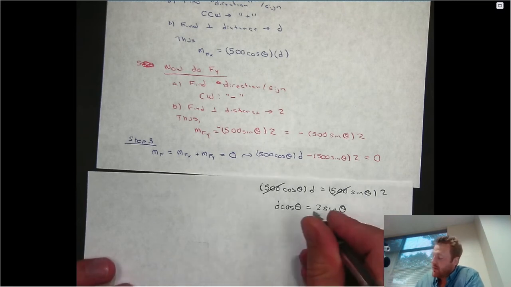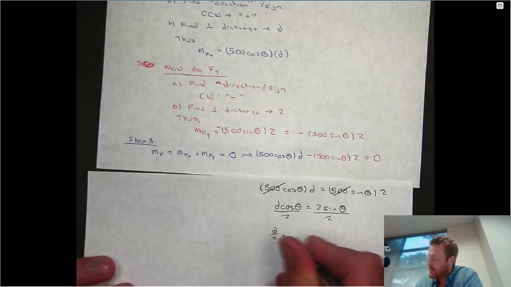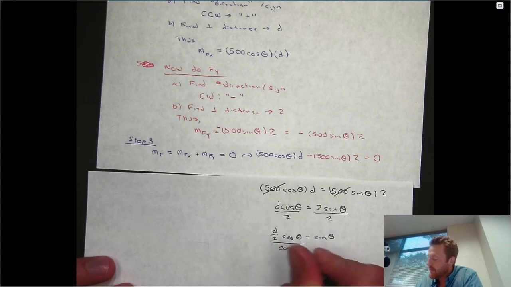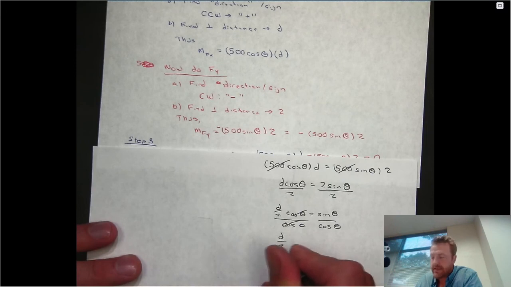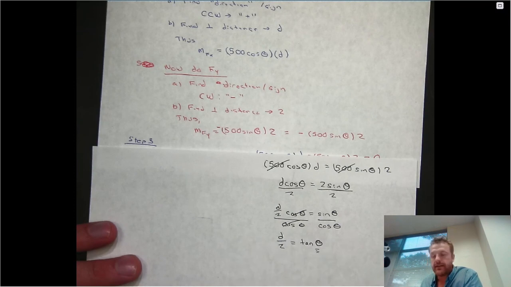So how do I actually do that? Well, notice I'm going to divide both sides by 2 to start off with. So this is d divided by 2 cos theta equals sine theta. And then I'm going to divide both sides by cos theta. And what that's going to give me is that d divided by 2, and d is just the width of the beam, is equal to tan theta. So this is what I'm interested in solving for.